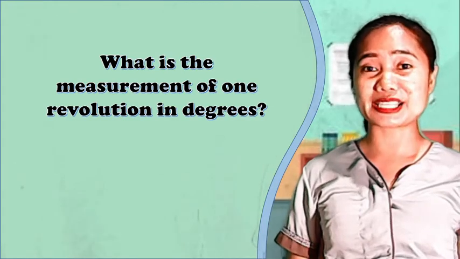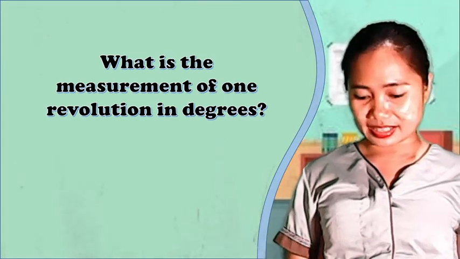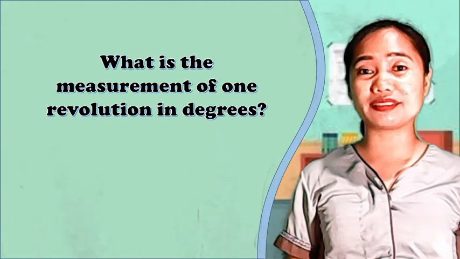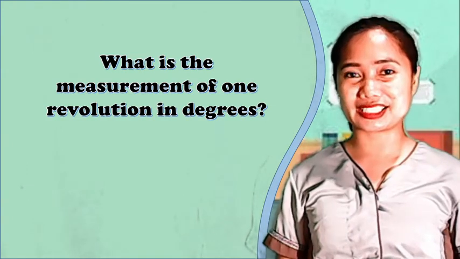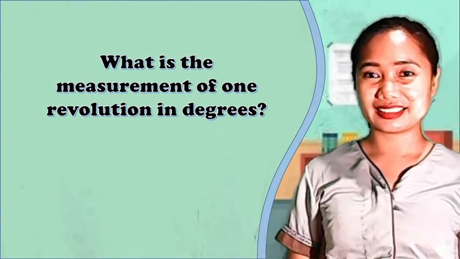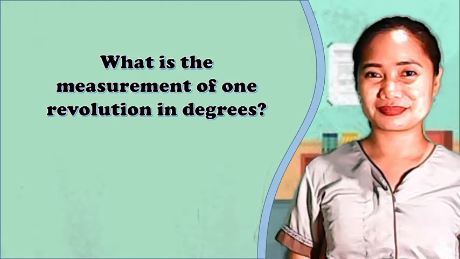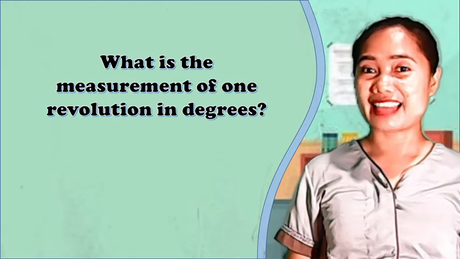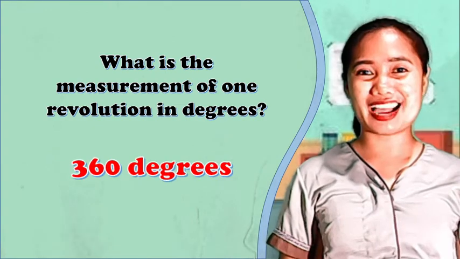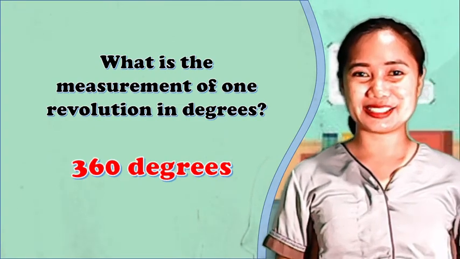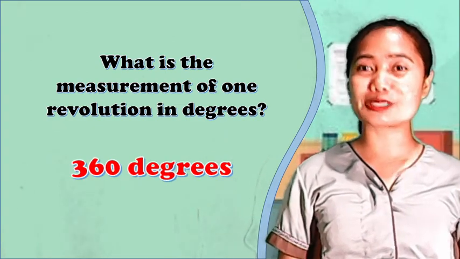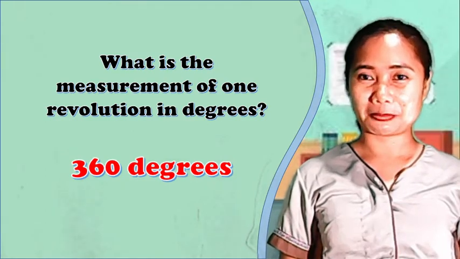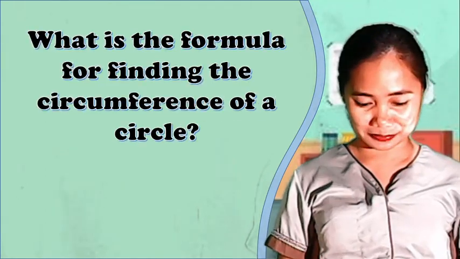First question is, what is the measurement of one revolution in degrees? Do you know that? The answer is 360 degrees. That is equivalent to one revolution. Let's have our next question.